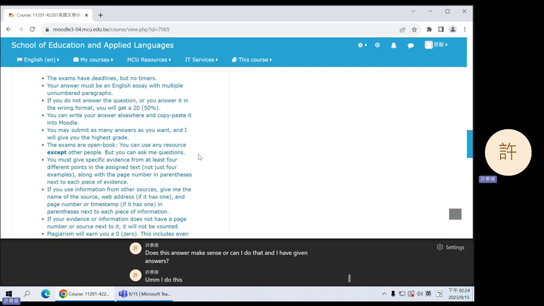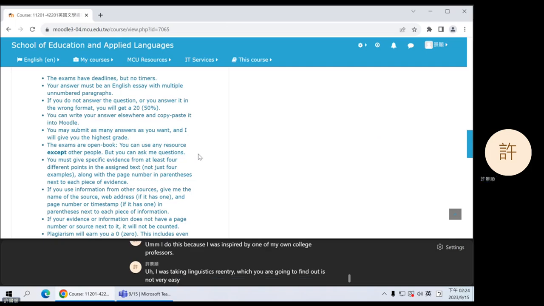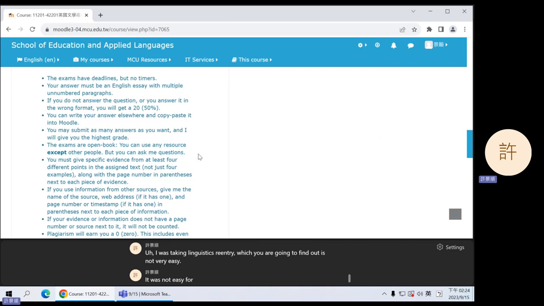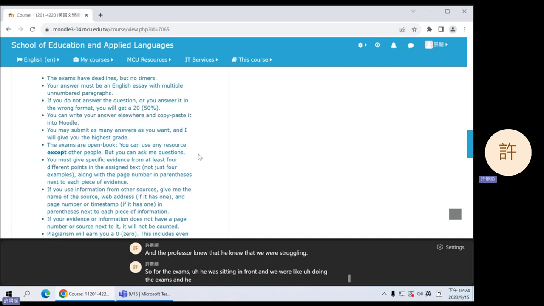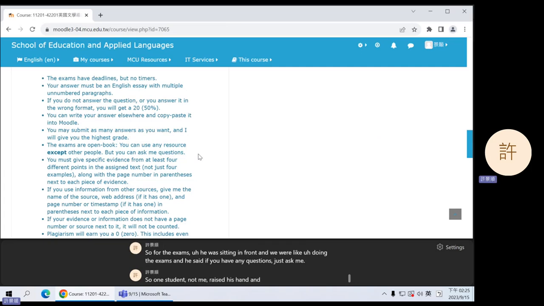I do this because I was inspired by one of my own college professors. I was taking linguistics, 语言学, which you are going to find out is not very easy. It was not easy for us either. And the professor knew that. He knew that we were struggling. So for the exams, he was sitting in front and we were doing the exams. And he said, if you have any questions, just ask me. So one student, not me, raised his hand and asked the professor, Professor, how do we do question one? 第一题怎么做?